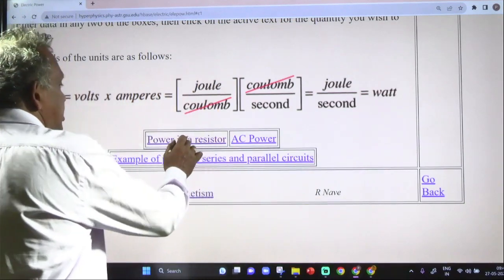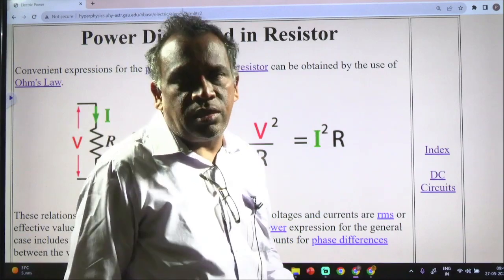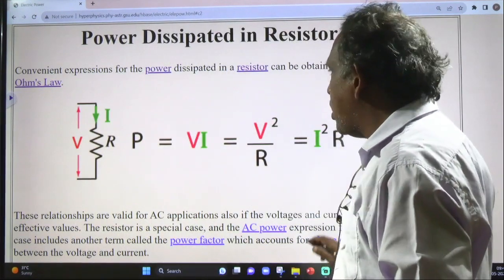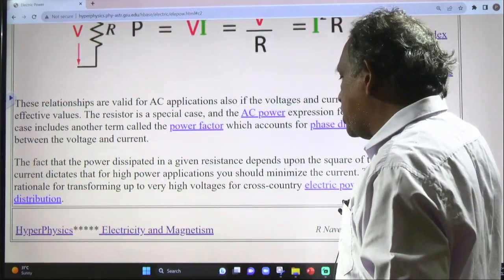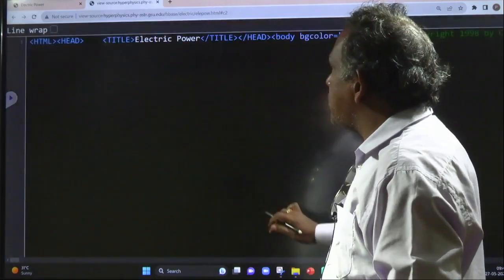And power in the resistor, this is very important. I have given just now the formula. Power is equal to voltage into current, V square by R, and I square R. So these are normally the power formulas. See, power in the resistor.